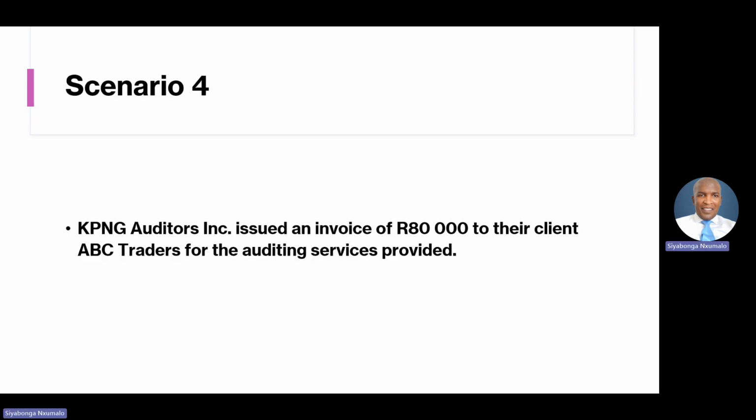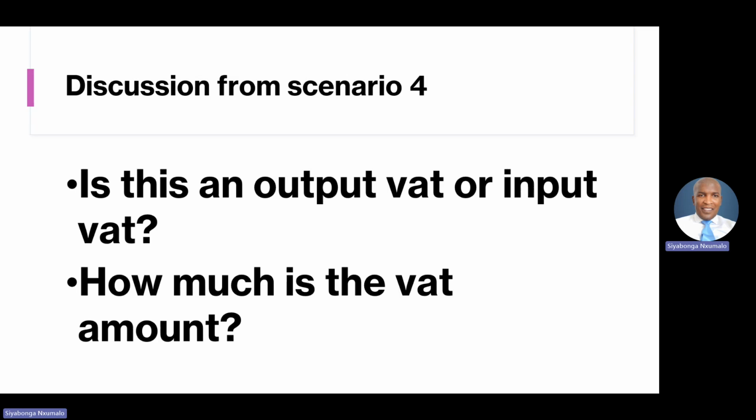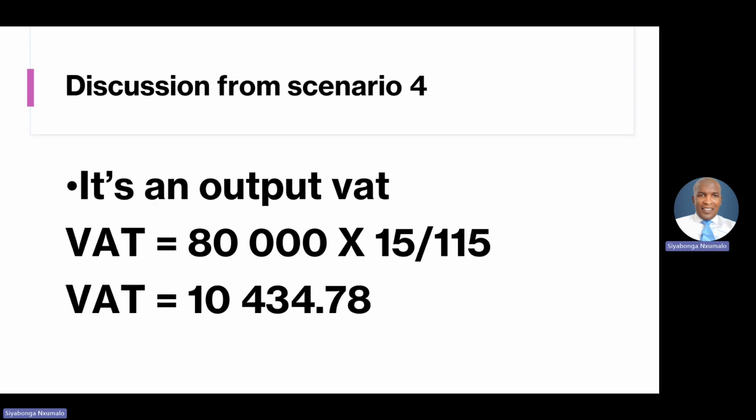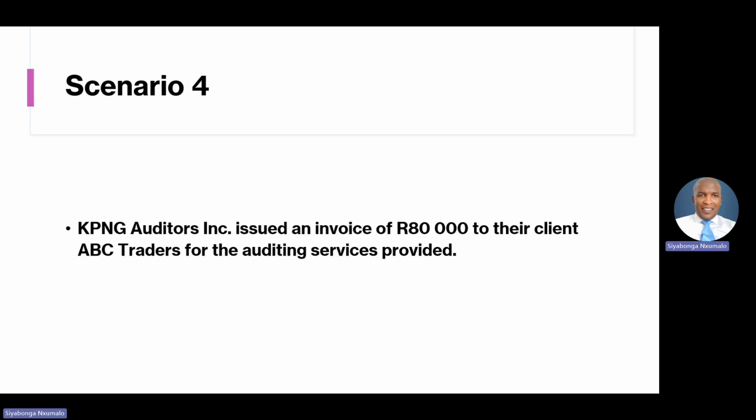Let's look at scenario 4, KPMG this time. KPMG auditors issued an invoice of 80,000 to their client ABC Traders for the auditing services provided. So is this an output or an input VAT? For KPMG, it's an output VAT because they issued an invoice, so it's an output. So KPMG will have to pay 10,000 to SARS for that 80,000 that they issued to their client, ABC Traders.